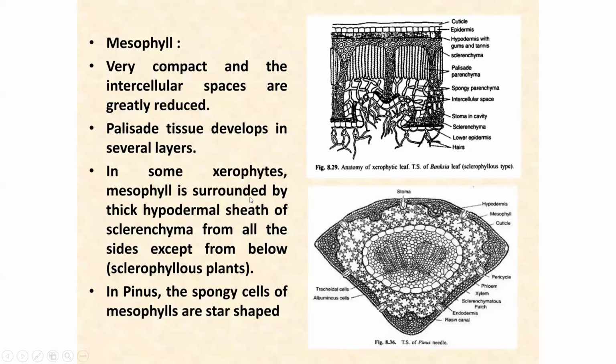So in some xerophytes, the mesophyll is covered with a thick hypodermal sheath of sclerenchyma. In Pinus, the spongy cells of the mesophyll are star-shaped.